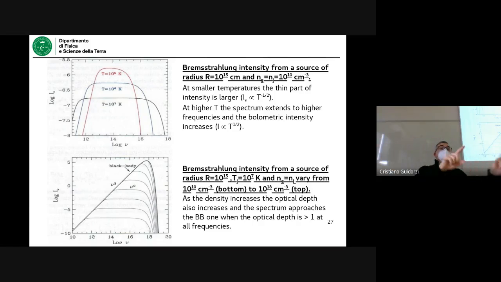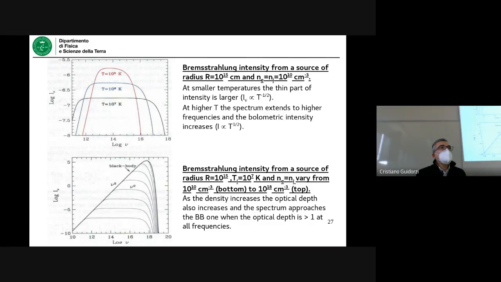Because when it is optically thick at any frequency, it means that intensity equals the source function. But the source function in the case of a thermal population is a black body, a Planck function. So you see how Bremsstrahlung approaches the black body. And you immediately see that if you keep adding gas, keeping the same temperature, the spectrum won't change, it will remain the same, the black body one.